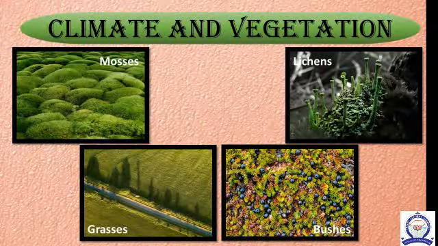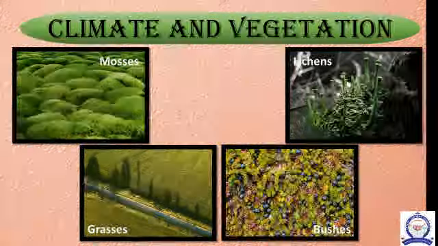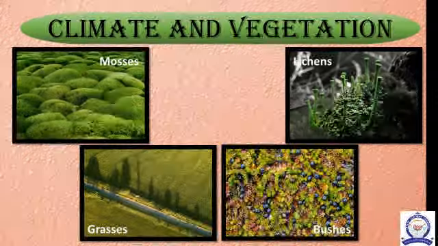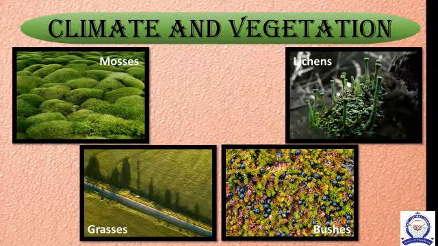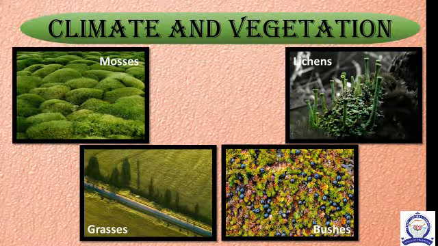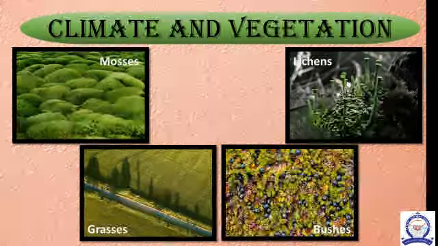Now we can see the climate and vegetation. Greenland has an Arctic type of climate. It is freezing cold throughout the year. The temperature is always below freezing point. The lowest temperature recorded is minus 66 degrees Celsius in 1954.